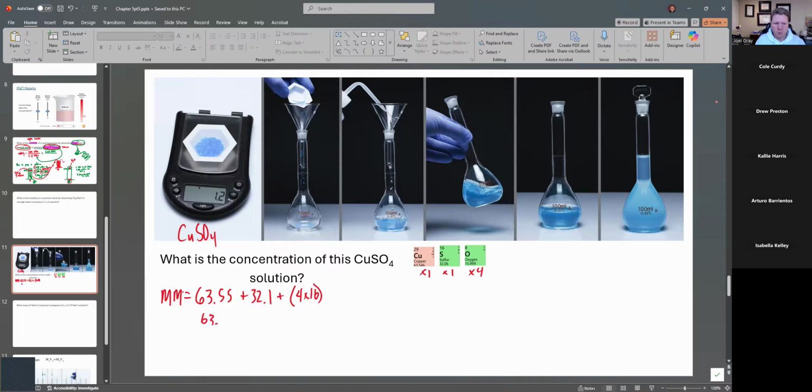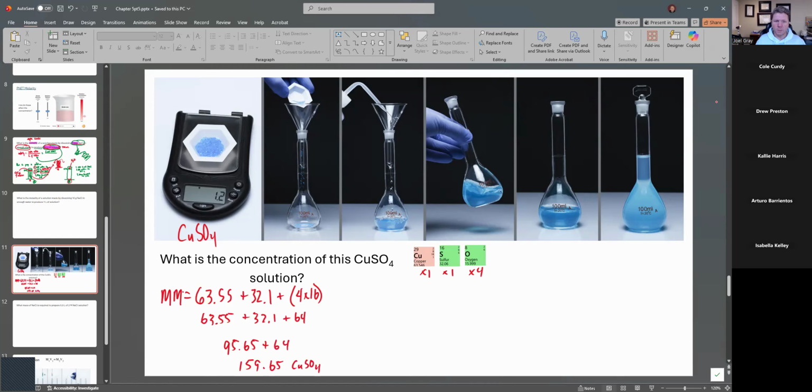So 63.55 plus 32.1 plus 64. And so what we're looking at there is 95.65 plus 64. And that would be 159.65. That is my molar mass of copper sulfate.